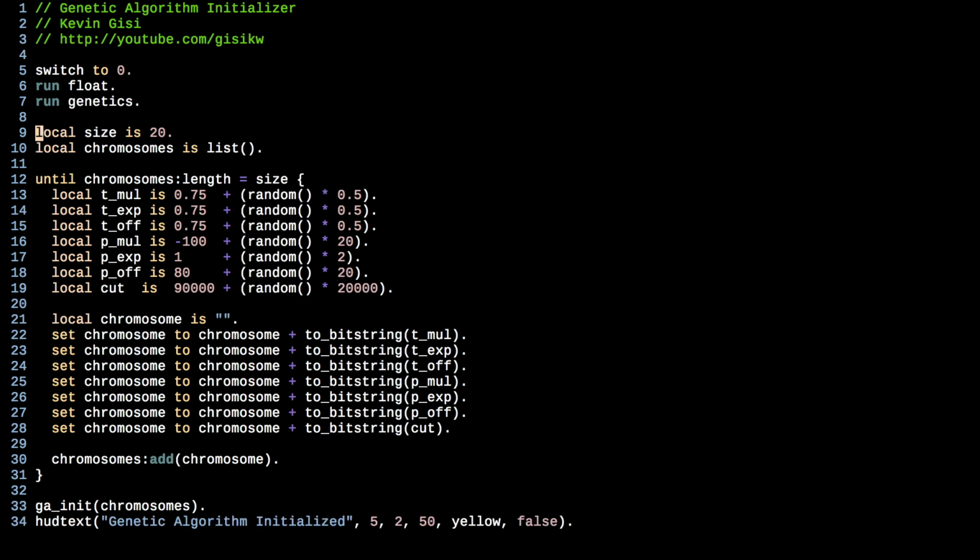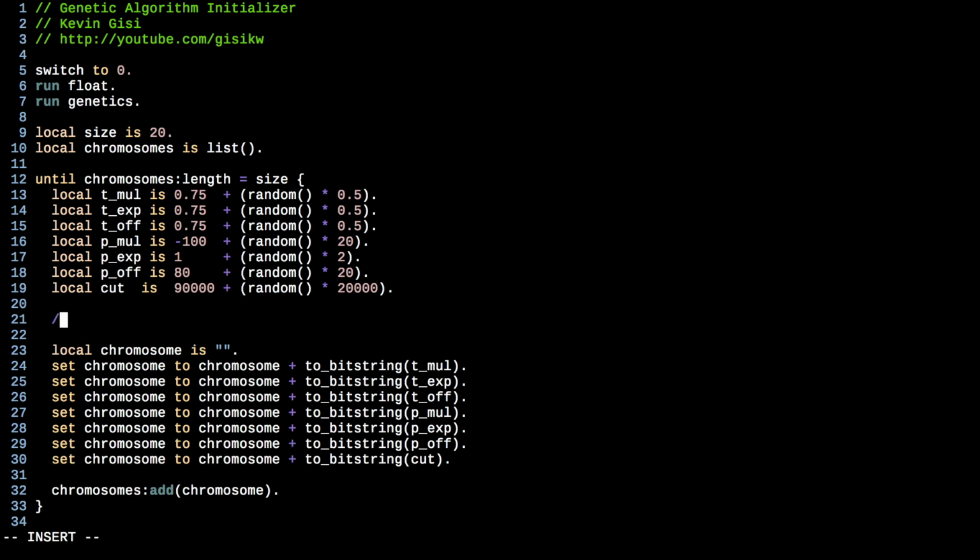So what we've done here is we've said we've got a size. We're going to have a population of 20. We're going to set a list of chromosomes, and we're going to go ahead and take in a whole bunch of values. So the first one is we're going to tweak our thrust to weight ratio based on the percentage of altitude that we've achieved. We're going to adjust our pitch based on the percentage altitude that we've achieved, and we're going to set a cutoff for our apoapsis.